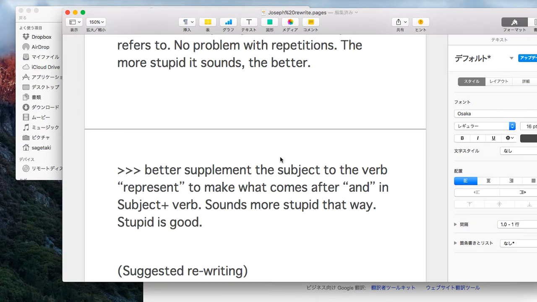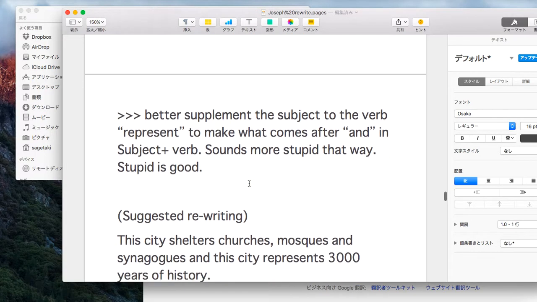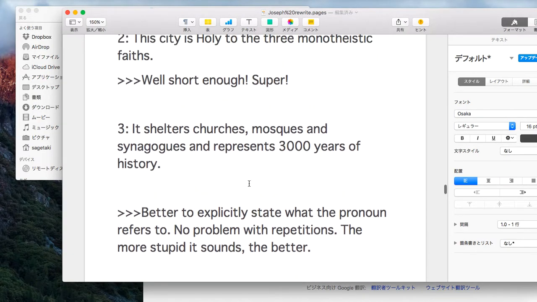What did I write here? Better supplement the subject to the verb represent to make what comes after the "and", subject plus verb, sound more stupid that way. Okay. So instead of here, it shelters churches, mosques, and synagogues and represents here. So this is a verb, represents. But let's take a look at what the subject of this sentence is, structurally speaking. The pronoun it should be the subject of this verb.